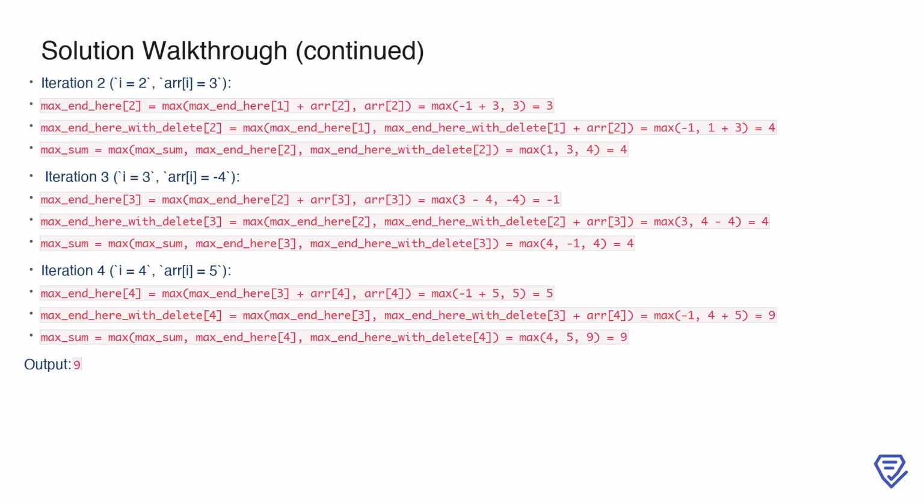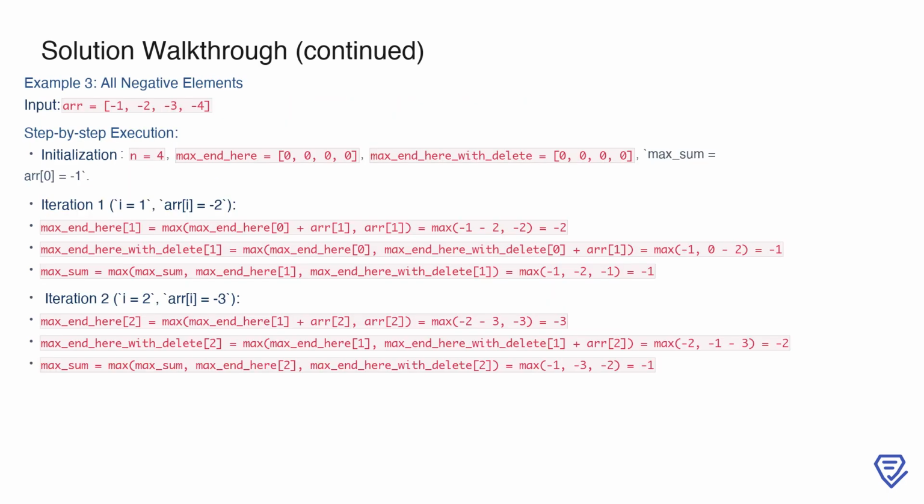The max_sum remains 4. Finally, at i equals 4, with arr[i] as 5, max_end_here[4] becomes 5, and max_end_here_with_delete[4] calculates to 9 by adding 5 to max_end_here_with_delete[3]. The max_sum now updates to 9, which is the output for this example.